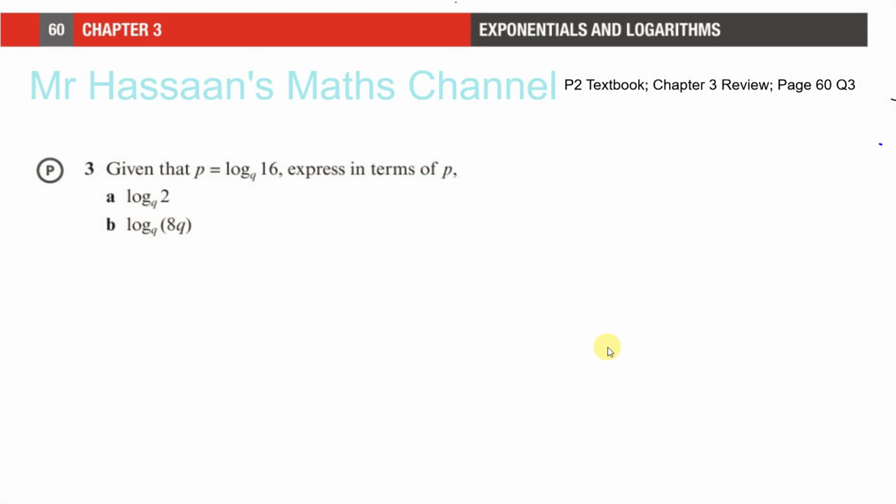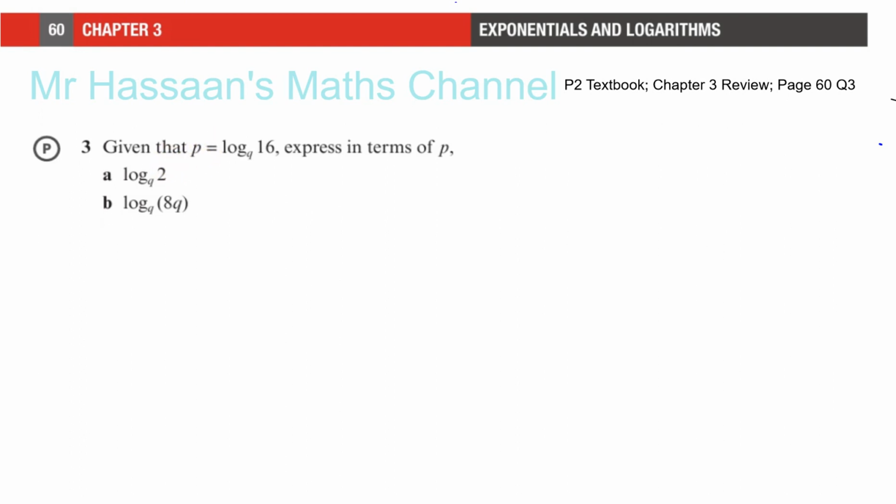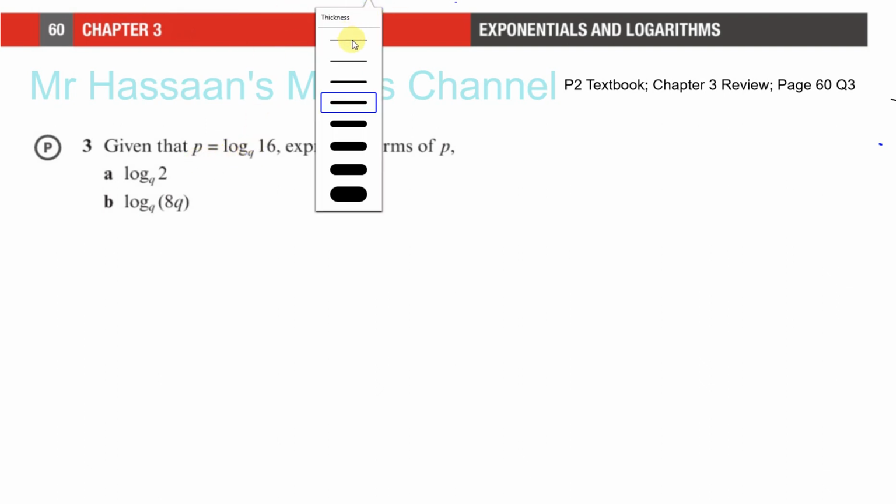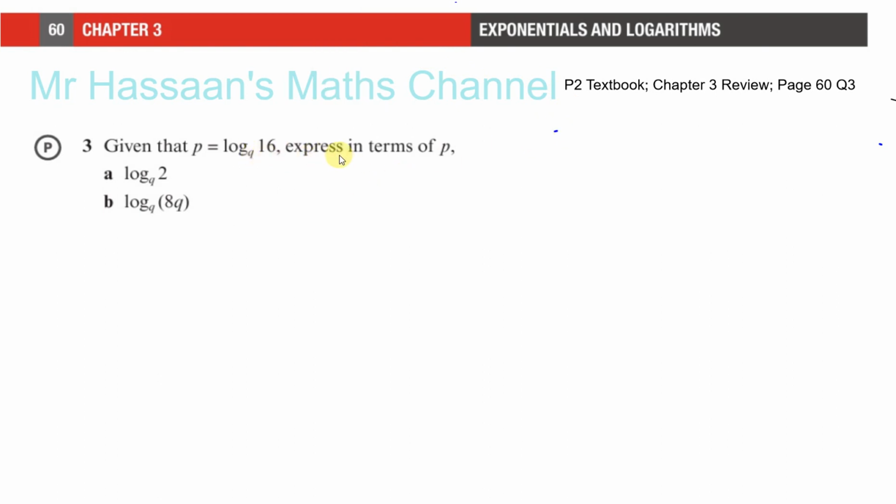Okay, here we have question number 3 from the review exercise of chapter 3 from the P2 textbook from the International A-Level new textbook. A question here about logarithms. So it says, given that p is equal to log to the base q of 16, express in terms of p log to the base q of 2.